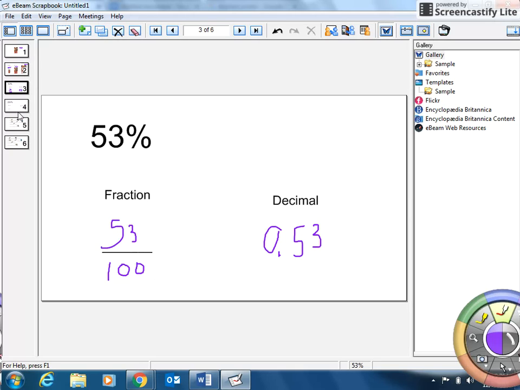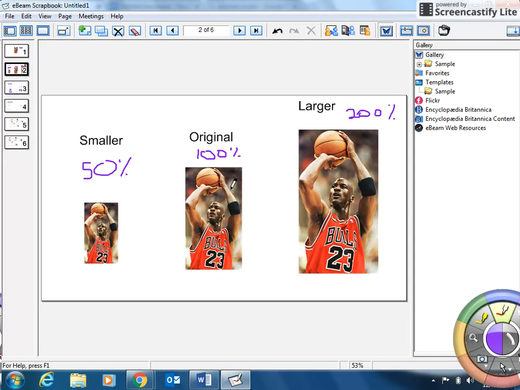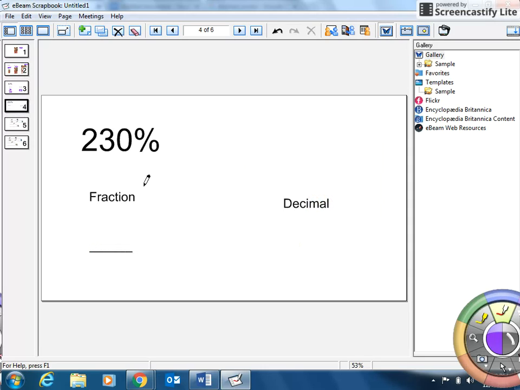But take a look at this next example. 230%. What jumps out at you right off the bat about this question? What makes this confusing? It's above 100%. It's above 100%. We haven't dealt with anything like that yet. All right, but go back to this right here. This seemed pretty easy for you guys. If the original Michael Jordan picture is this, and I said this is twice the size, you guys were able to easily say 200%. So let's see if we can use that knowledge here. So what would be our top number in our fraction? Take a guess.